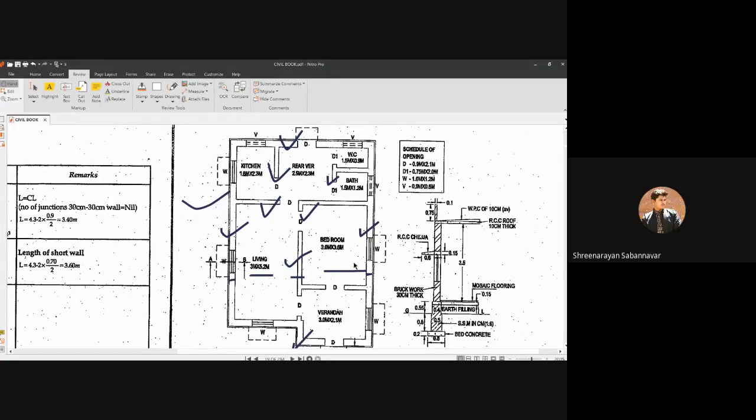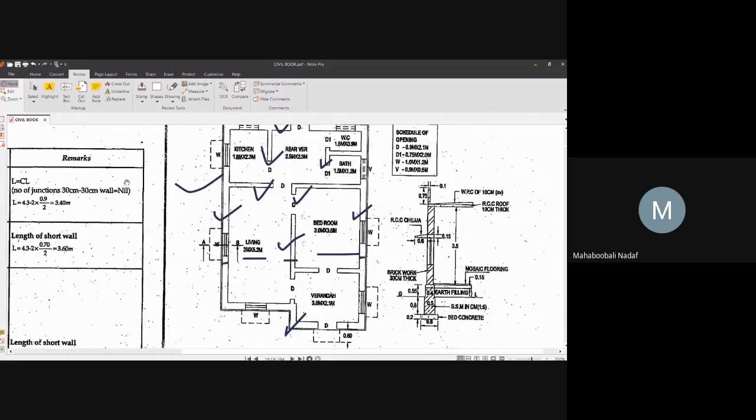How much is it coming? 6.45, sir. 6.4, sir. 6.5. 6.5, it's going. Okay? This is center to center in this direction. Now, in this direction, how to calculate? How to calculate in this direction?